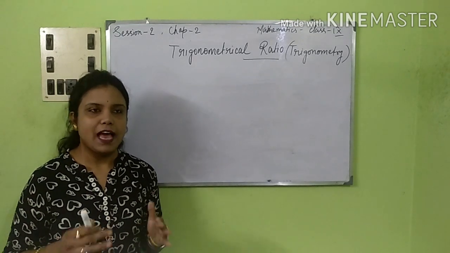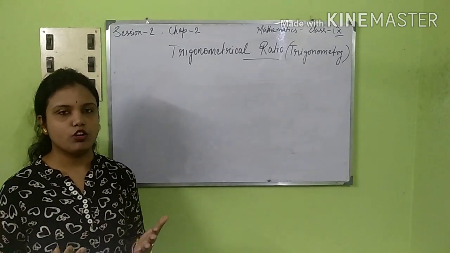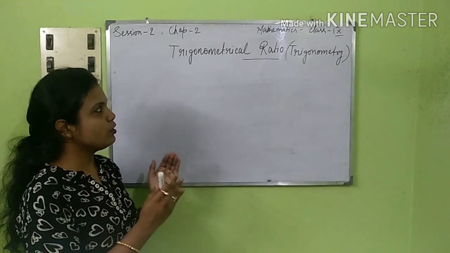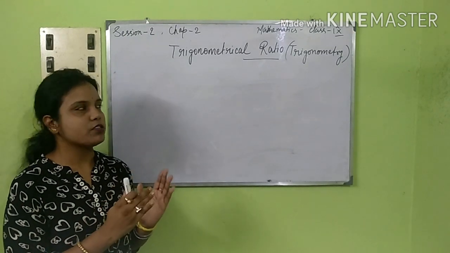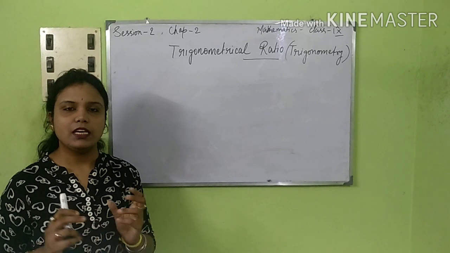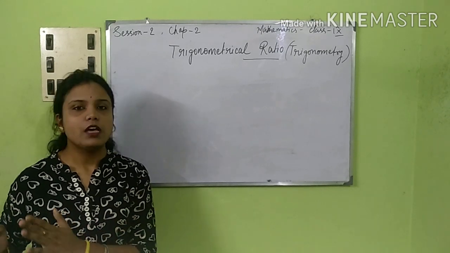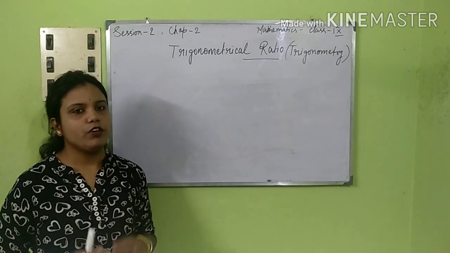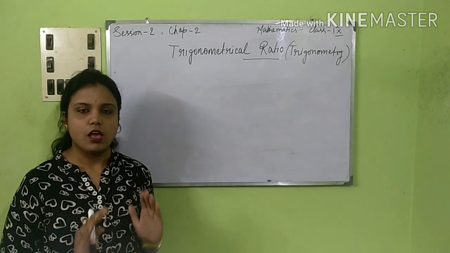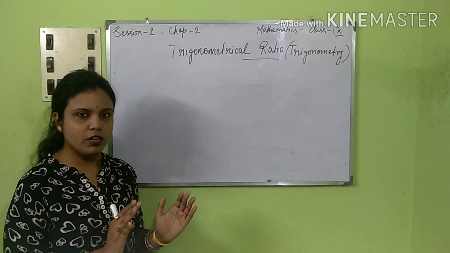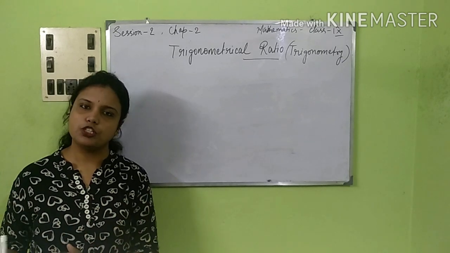As I am saying the term trigonometry, and we are using the word ratio, these ratios are actually calculated as per the right angle triangle. We don't take any other triangles but the right angle triangle. Whenever we talk about trigonometry, we consider the right angle triangle.